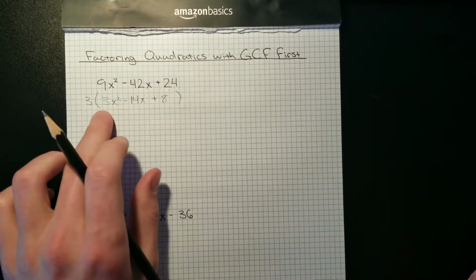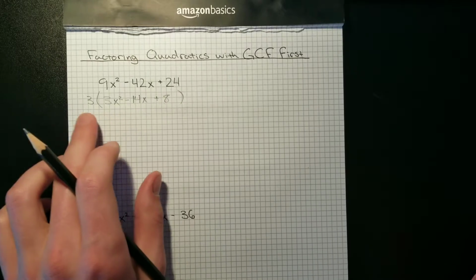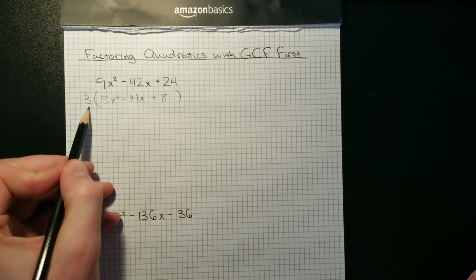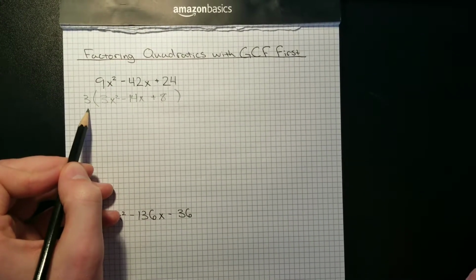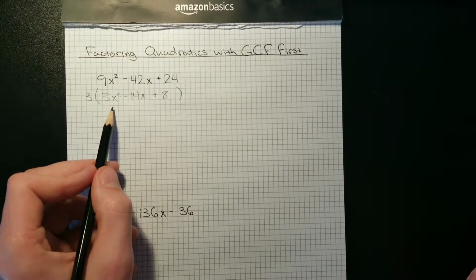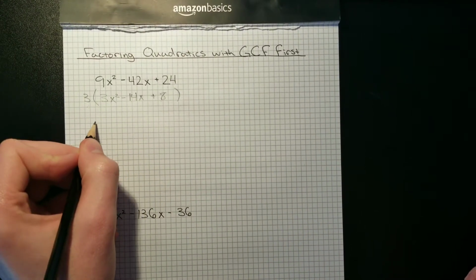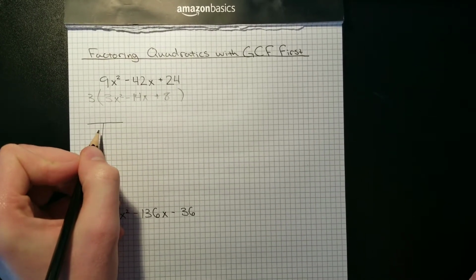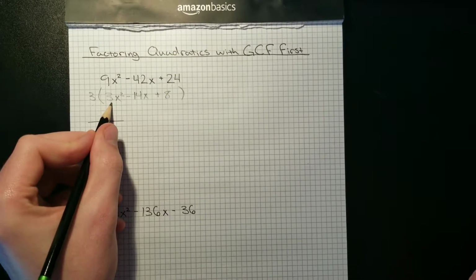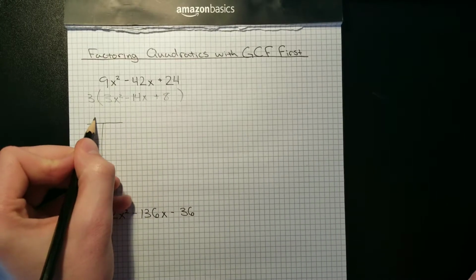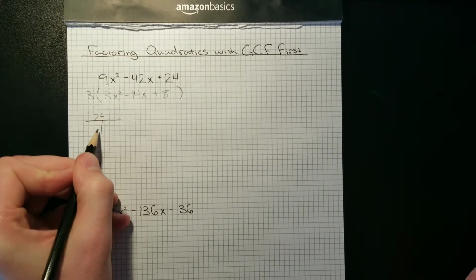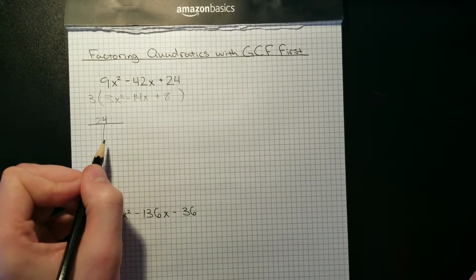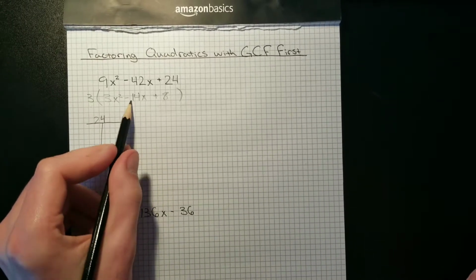Now, we're going to factor this thing inside. For now, we're going to kind of disregard that 3. That'll come up at the end, but for now, we're just going to work on this. So next, we're going to make that table. Remember, we have to have a times c. So a times c is 3 times 8. That's 24. And now we have to find the factors of 24 that would add up to negative 14.